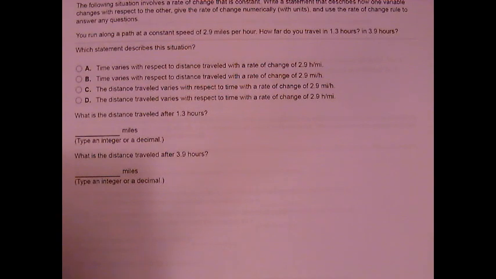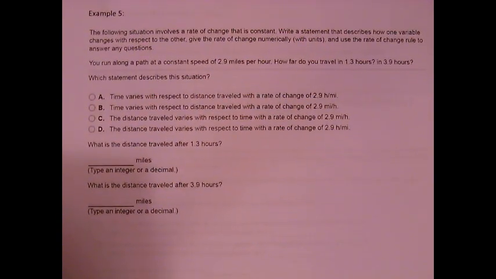Okay, here's another example. Let me bring this down. Example 5. The following situation involves a rate of change that is constant. Write a statement that describes how one variable changes with respect to the other. Give the rate of change numerically with units, and use the rate of change rule to answer any questions.